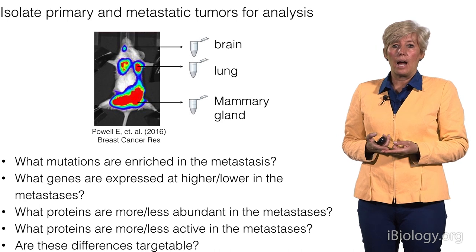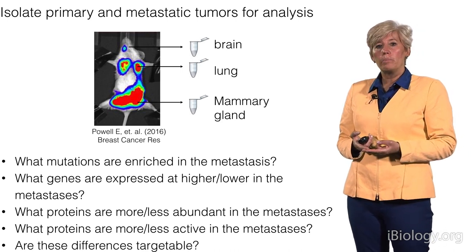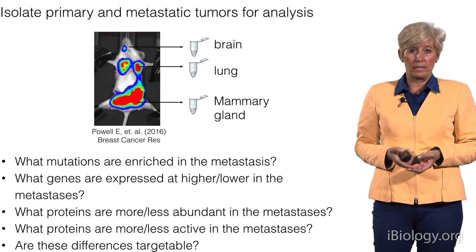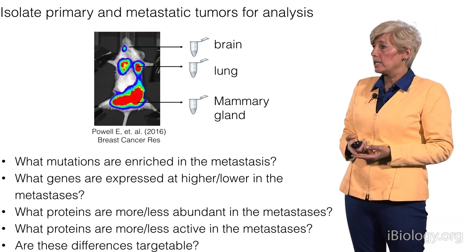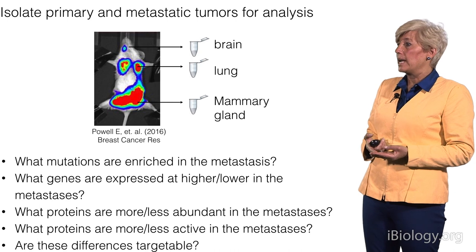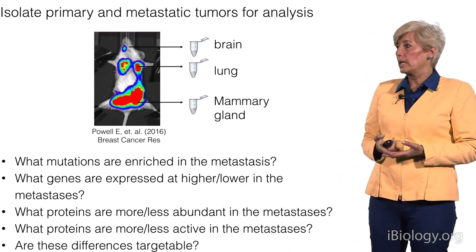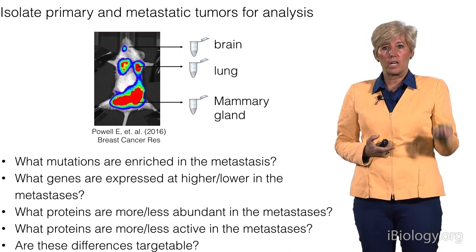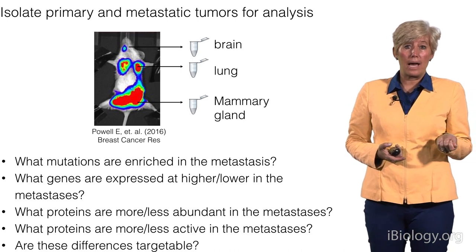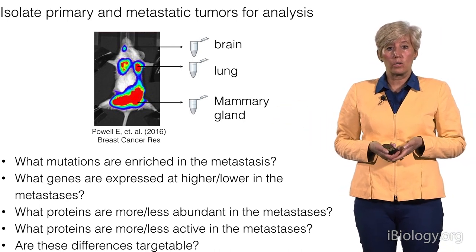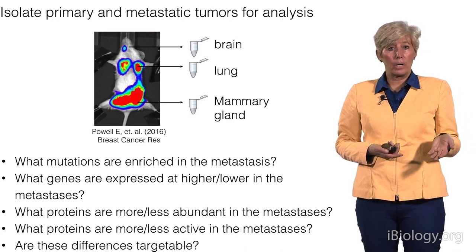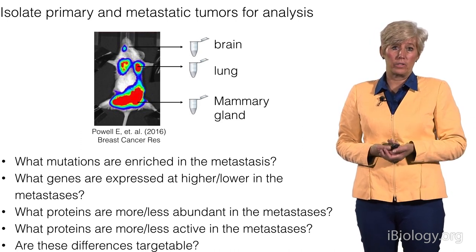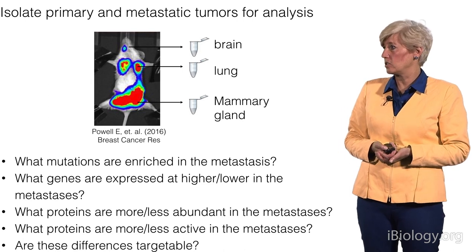And now, using several different techniques, we can ask, what mutations become enriched in these metastatic lesions relative to the mammary gland from which they came? We can ask what genes are expressed at higher or lower levels. We can ask what proteins are more or less abundant. And we can ask what proteins have been turned on or turned off. And then we can ask, are these differences targetable? Do we have drugs that we can now use in these mice to try to treat these metastatic lesions? And if drugs are not already available, we can now set up conditions to try to find inhibitors of these pathways to try to target these metastatic lesions.